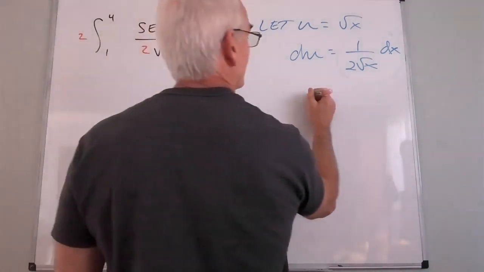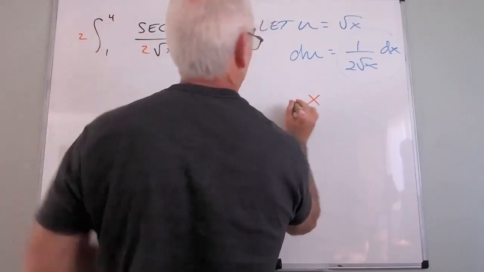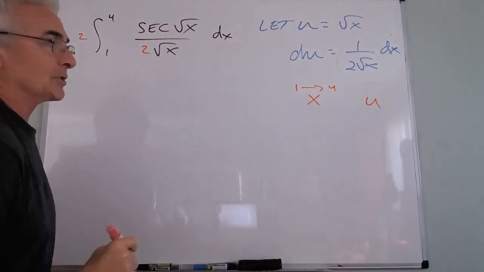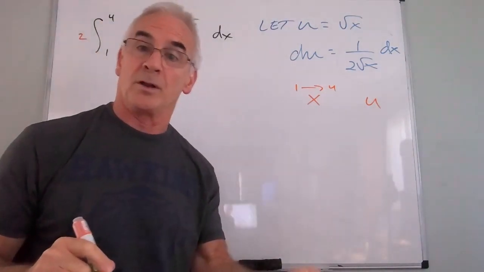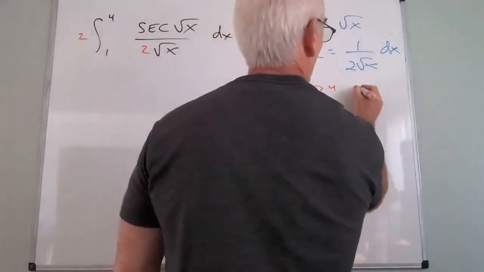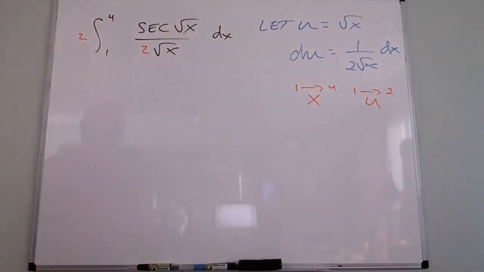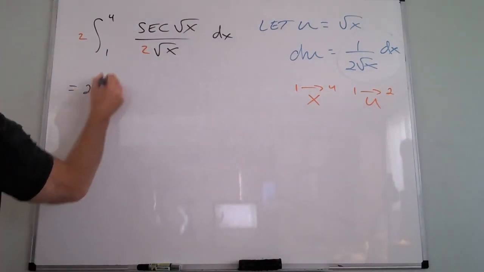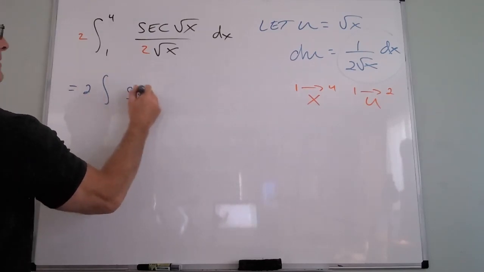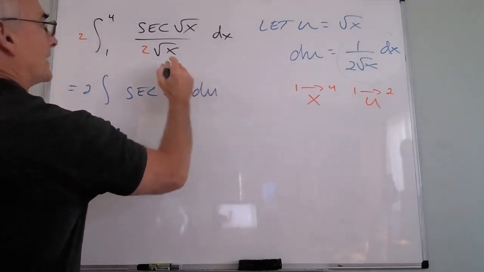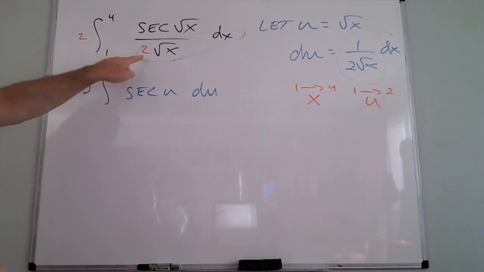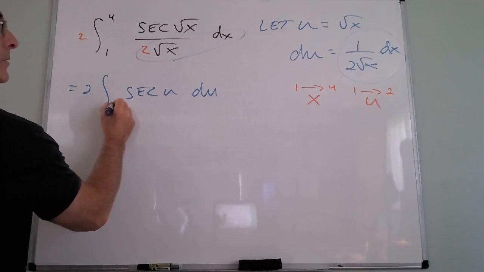Now I need to change the variable. So right now, the range of values for x is 1 to 4. u is the square root of x. So essentially, the range of values for u will be the square root of 1 to the square root of 4. So that would just be 1 to 2. So when I rewrite this integral, this is going to become secant u du. And again, because that right there is exactly what I have. And I actually have to have the 2. I can't somehow work with that later. And my limits of integration, 1 to 2.